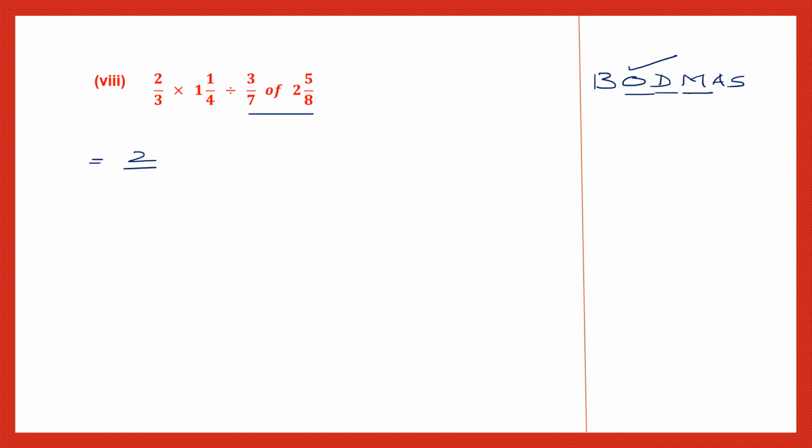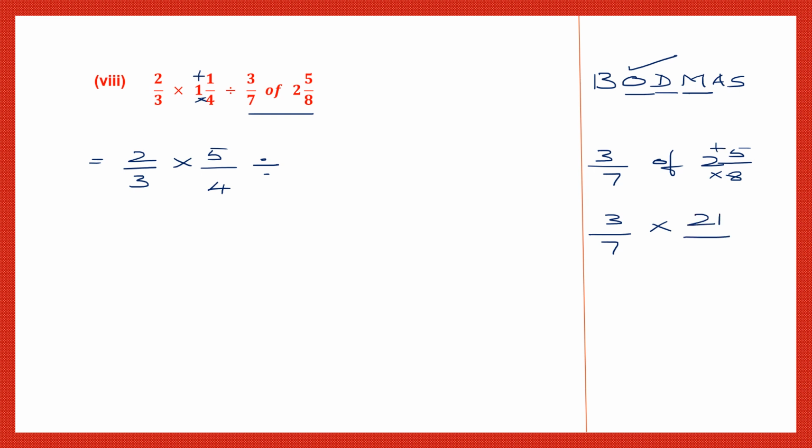That is 2 by 3 into, now let's convert. 4 ones are 4 plus 1, that is 5 by 4 divided by, now we need to work out this and put that answer there. So 3 by 7 of 2 5 by 8. So 3 by 7 of will change to multiplication. That's the meaning of of. Now here let's convert. 8 twos are 16 plus 5 is 21. 21 by 8. Is there something we can cancel? Yes, we can cancel 7 and 21. 7 ones are 7, 7 threes are 21.